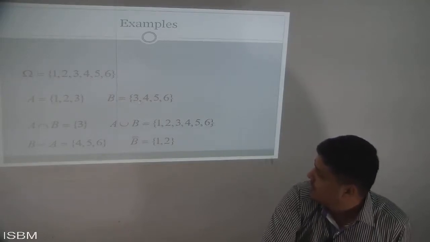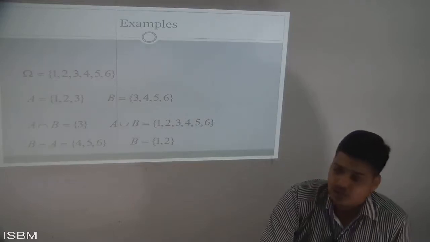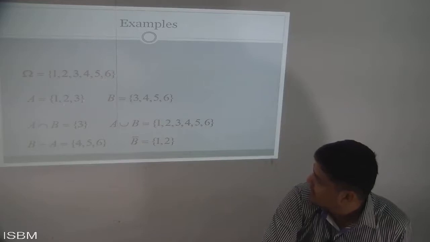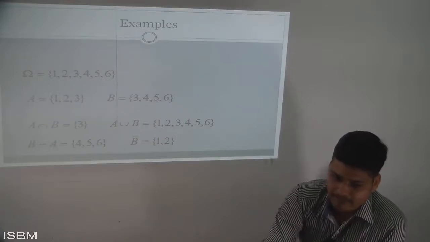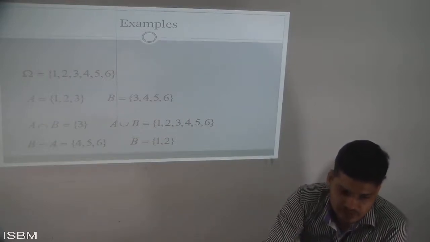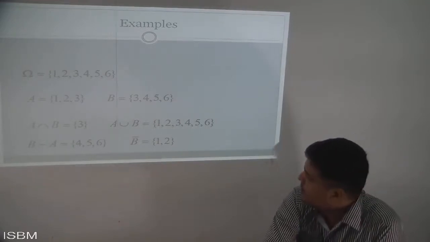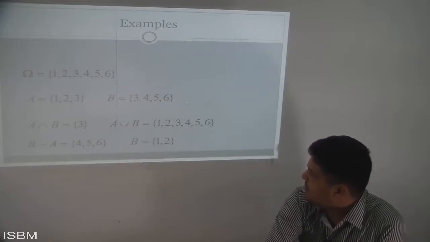B minus A: in B minus A I can see that 3 is there, so only 4 5 6 will come. Now B bar: in the union 1 2 3 4 5 6, the elements 3 4 5 6 of B are cut, and 1 and 2 are remaining. So B bar is equal to 1 and 2. It is like that.